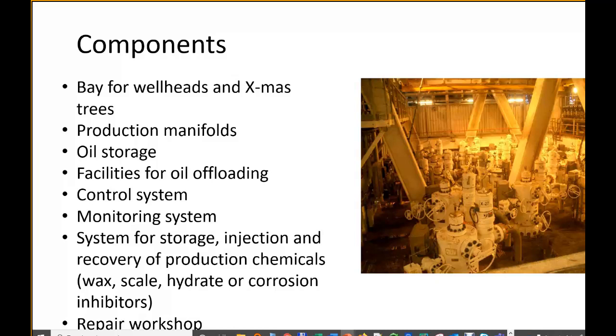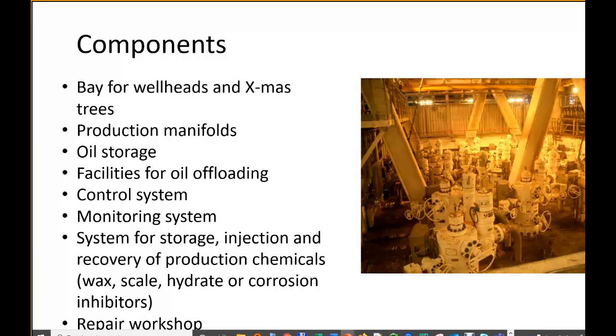One thing that is also, I would say, optional, or that you might find or not find, is a bay, what is called a well bay, for wellheads and Christmas trees. Again, it looks a bit like that, but essentially when all the wells reach or are drilled from the platform, and we are going to discuss that more in detail later, then that's what you call a dry Christmas tree.